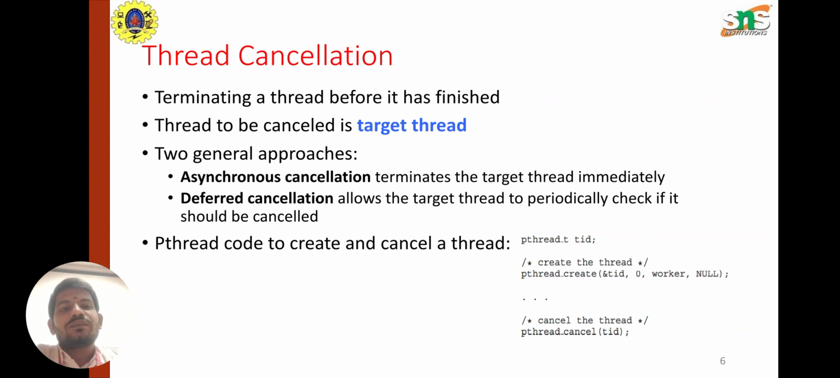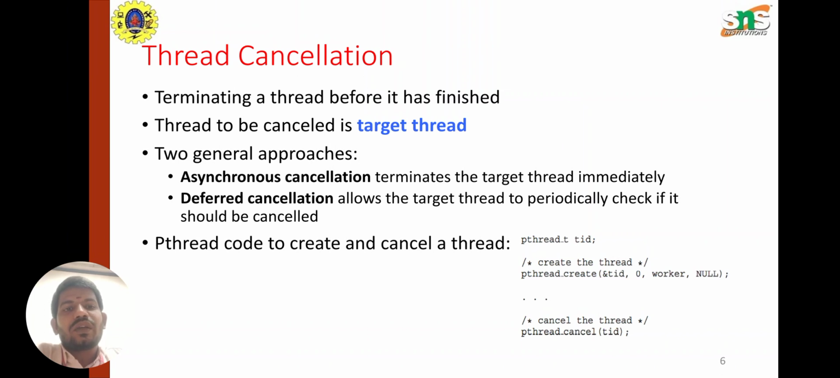This is the target thread. Whenever we process it, the target thread can be cancelled during execution. There are two general approaches to thread cancellation: asynchronous cancellation and deferred cancellation. Asynchronous cancellation terminates the target thread immediately, and deferred cancellation allows the target thread to periodically check whether it should be cancelled.